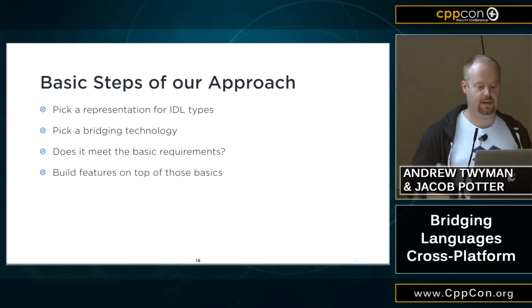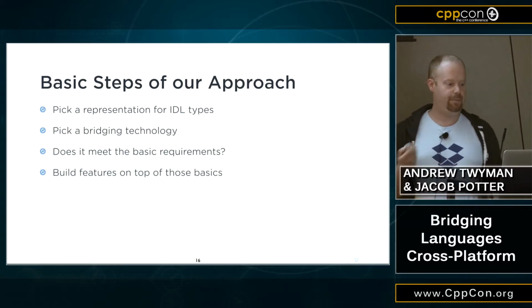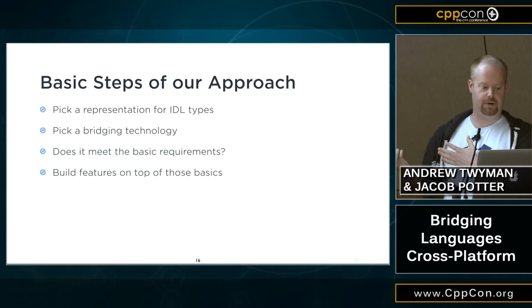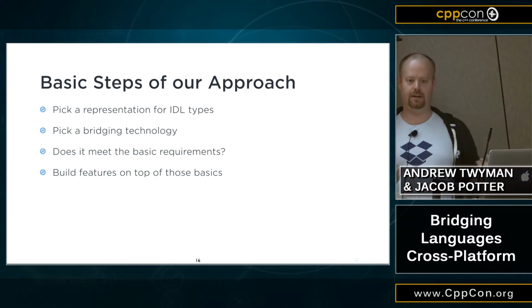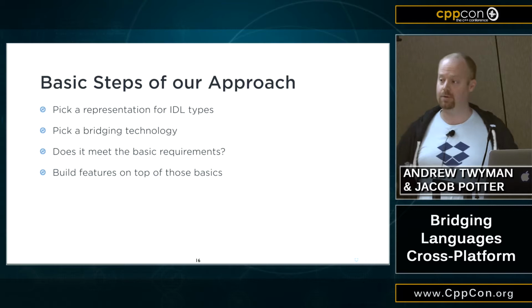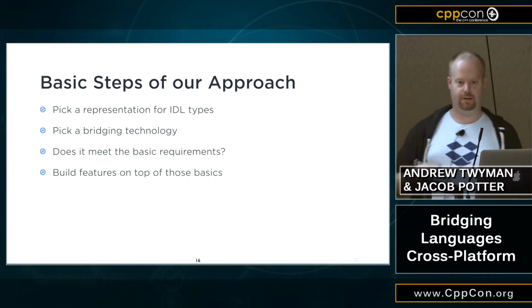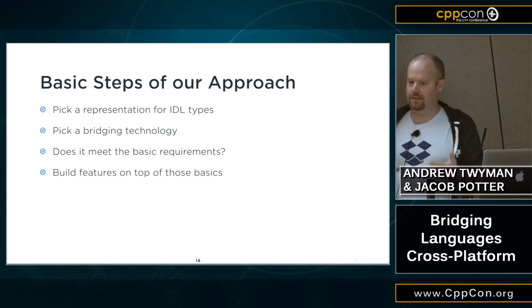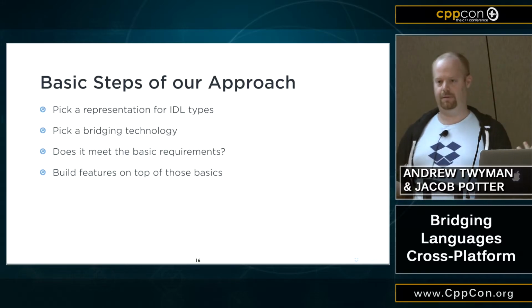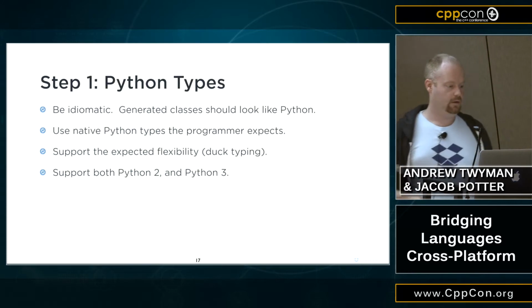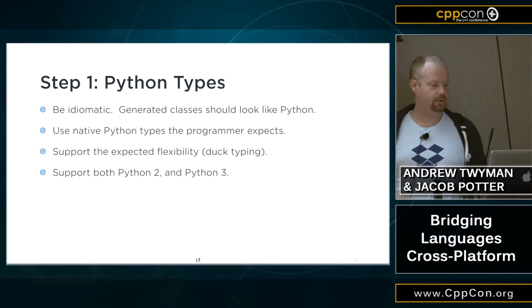But these are the basic steps of the approach that we took, and I think they could be applied to any language. You have to pick what the Djinni types are going to turn into when they get into the new language. You need to figure out what your bridging technology is that lets you actually get between languages. Figure out how that bridging technology meets a few basic requirements that are kind of the basis that lets you build a bridge in the first place, and then build our Djinni-specific infrastructure on top of that. So let's start with step one, types.